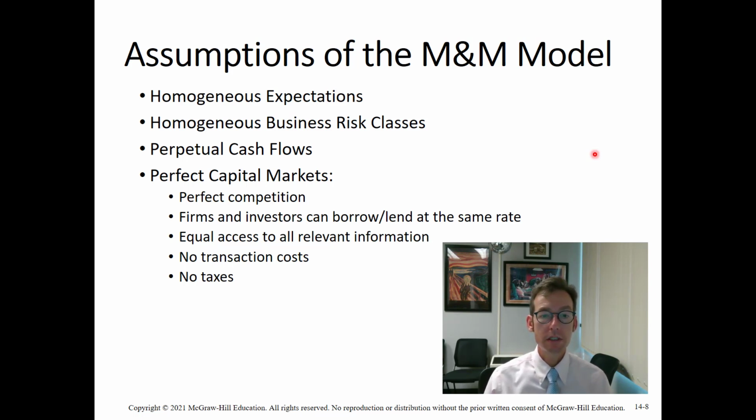The first assumption is homogeneous expectations. What does homogeneous mean? It means all the same. It means that all of us have the same expectation of what's going to happen in the future. We have the same probability assessments for recession, expected times, and for boom times, and we have basically the same expectations across the board. Now, is that a realistic assumption?